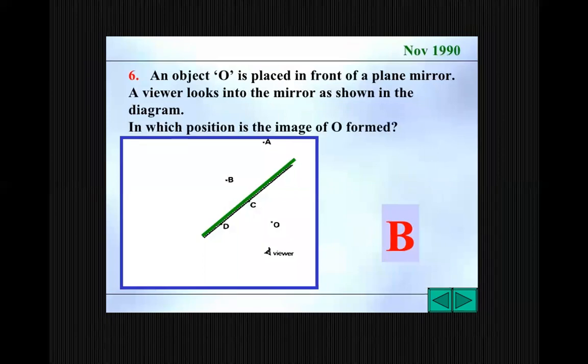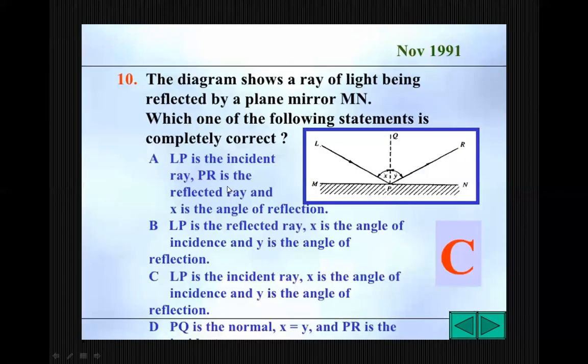An object O is placed in front of a plane mirror. A viewer looks into the mirror as shown in the diagram. In which position is the image of O formed? When you draw a perpendicular line at equal distance, it will meet at point B. So B is the answer, not A, C, or D. C and D both are on the mirror, so they cannot be. So B is the image position.